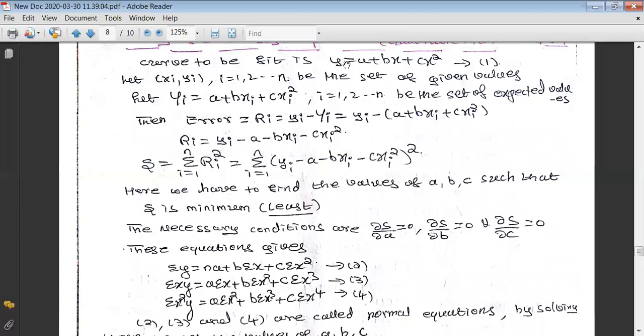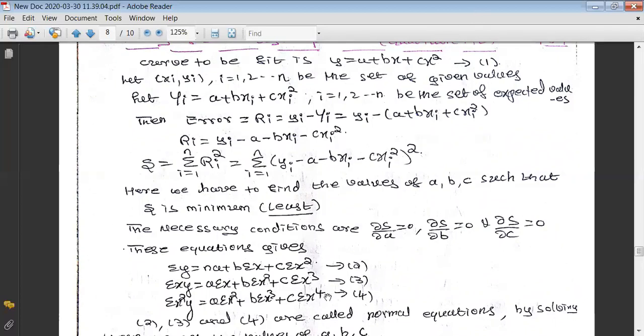In order to write the second normal equation, multiply both sides by x, then take the summation. Once you multiply by x, it becomes xy. If you take the summation, that becomes summation xy. Once you multiply by x, it becomes ax, a is a constant, take the summation for x. Once you multiply by x, it becomes bx square, b is a constant, take summation for x square. Then once you multiply by x, it becomes cx cube, c is a constant, take the summation for x cube.